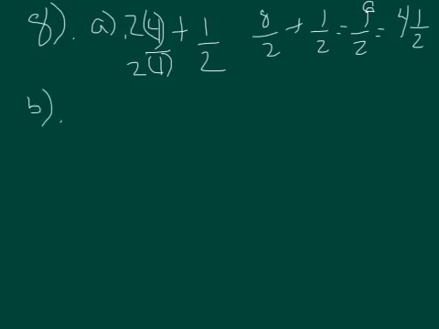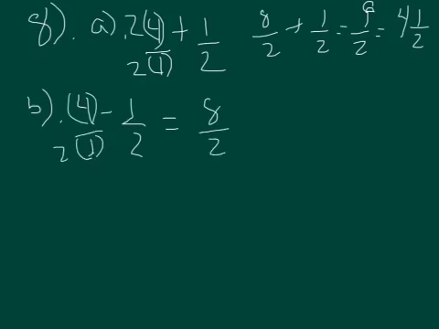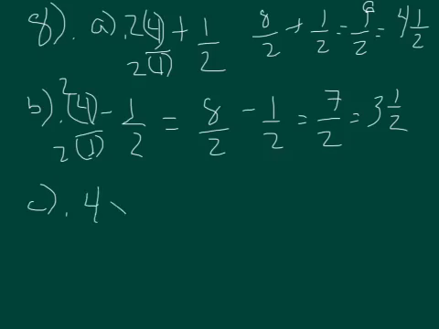Alright, on B, you had 4 now minus 1/2. I'm going to go ahead and just skip ahead here for those who know. That's going to become 8 over 2, because once again, we know that 1 goes into 2 twice. Just multiply by 2's. So 8 minus 1/2 will be 7 over 2, which is going to be 3 and 1/2.